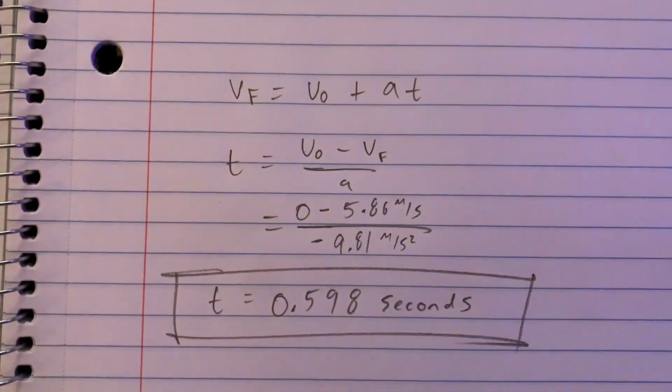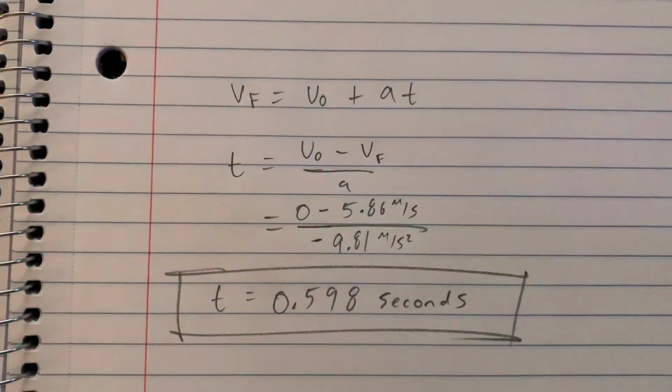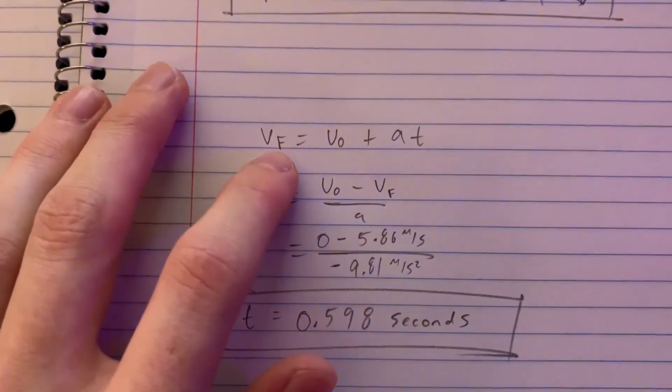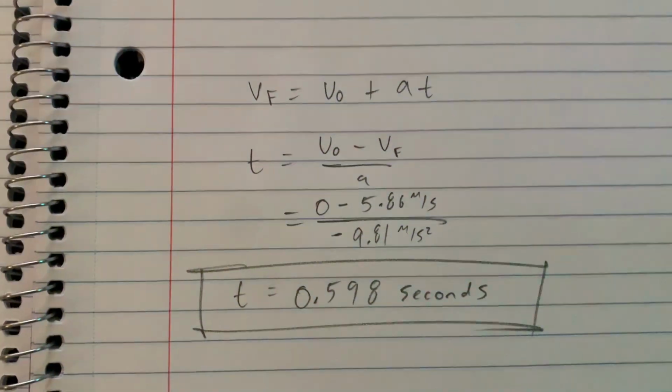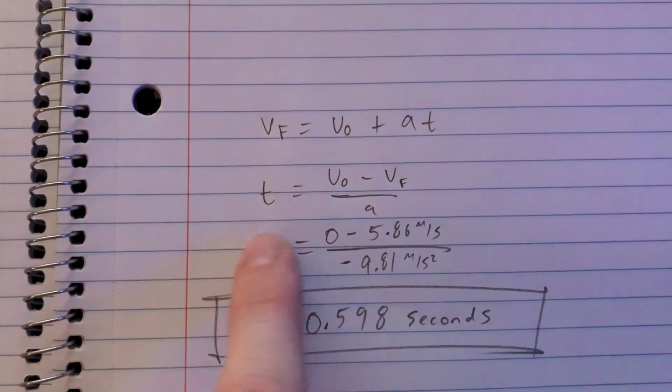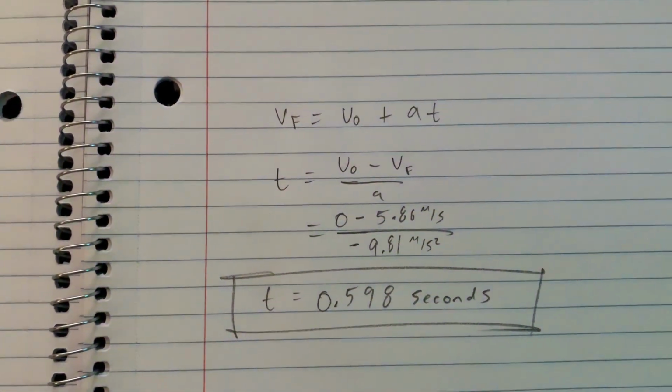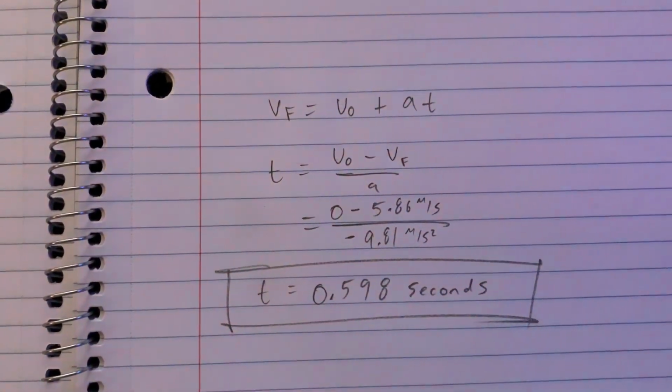And here to solve for the time that it takes to reach the floor, you use a kinematic equation as shown previously, and solve it for time, plug in the values, and you get that it takes about 0.598 seconds to reach the floor, which seems about right.